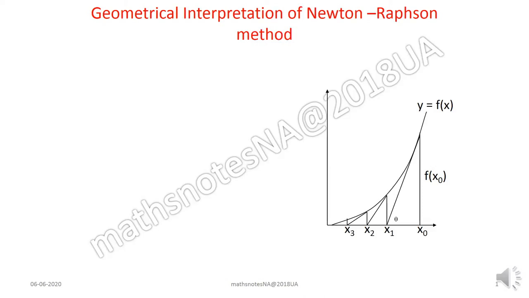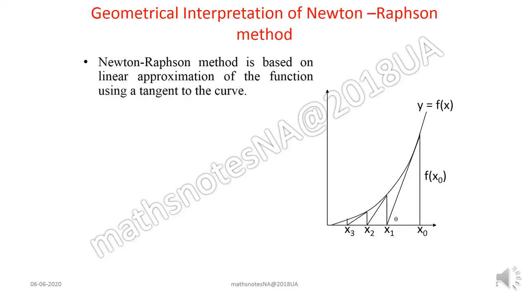Again we take x1 as a point, which is the next approximated root, and from here we draw a perpendicular to the curve. At the intersecting point we draw a tangent, and it cuts the x-axis at x2. From here again we draw a perpendicular to the curve, and from this intersecting point we take a tangent which cuts at x3, and we keep on moving till we reach the root, or a point very near to the root. So we can say that the Newton-Raphson method is based on linear approximation of the function using a tangent to the curve.